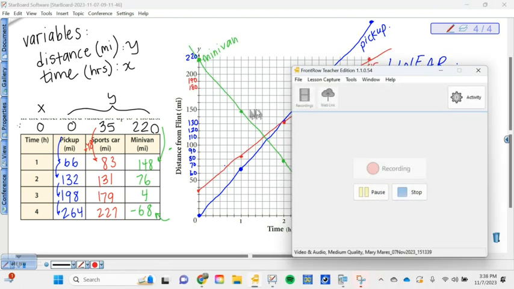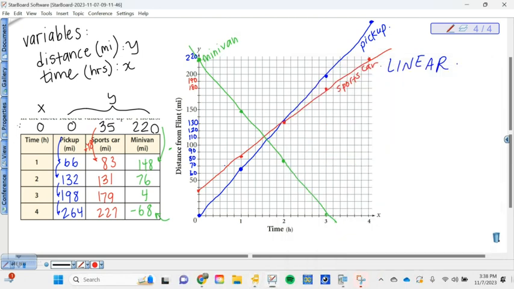All right. So I've got the graphs up here on the board in case you didn't finish, but I think pretty much everybody finished. Right, and I've got my pickup truck in blue, my sports car in red, my green minivan. Let's talk through step 6. So step 6 says, where do the starting points show up on our graph? Where do the starting points show up on the graph?